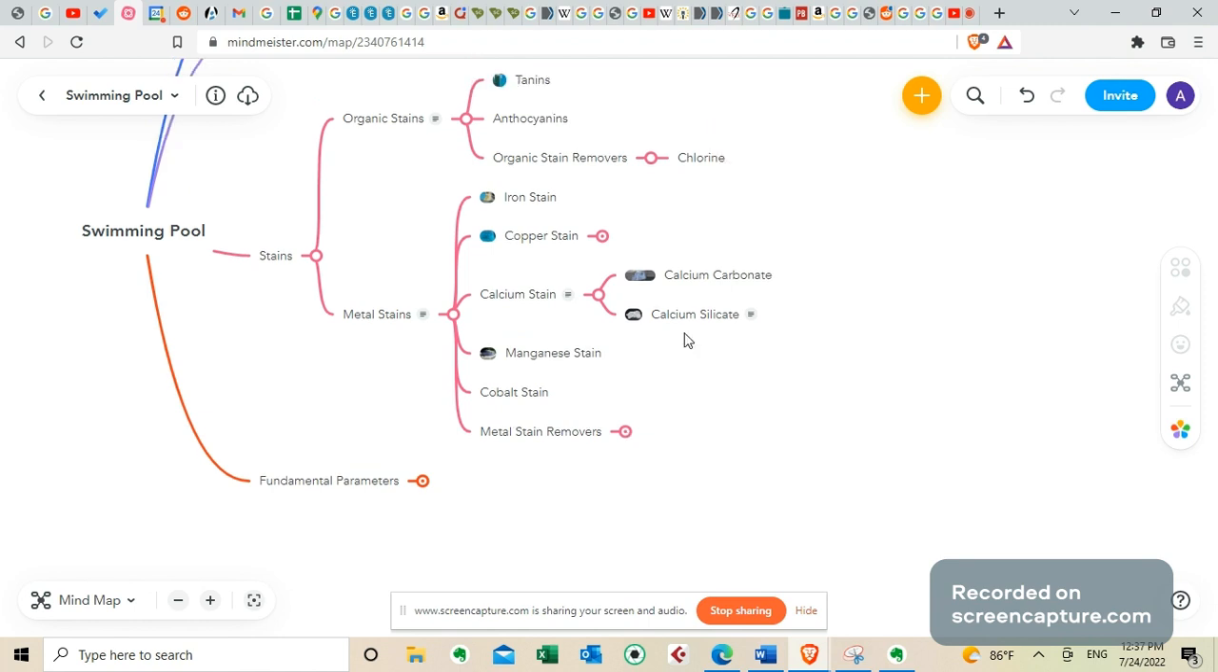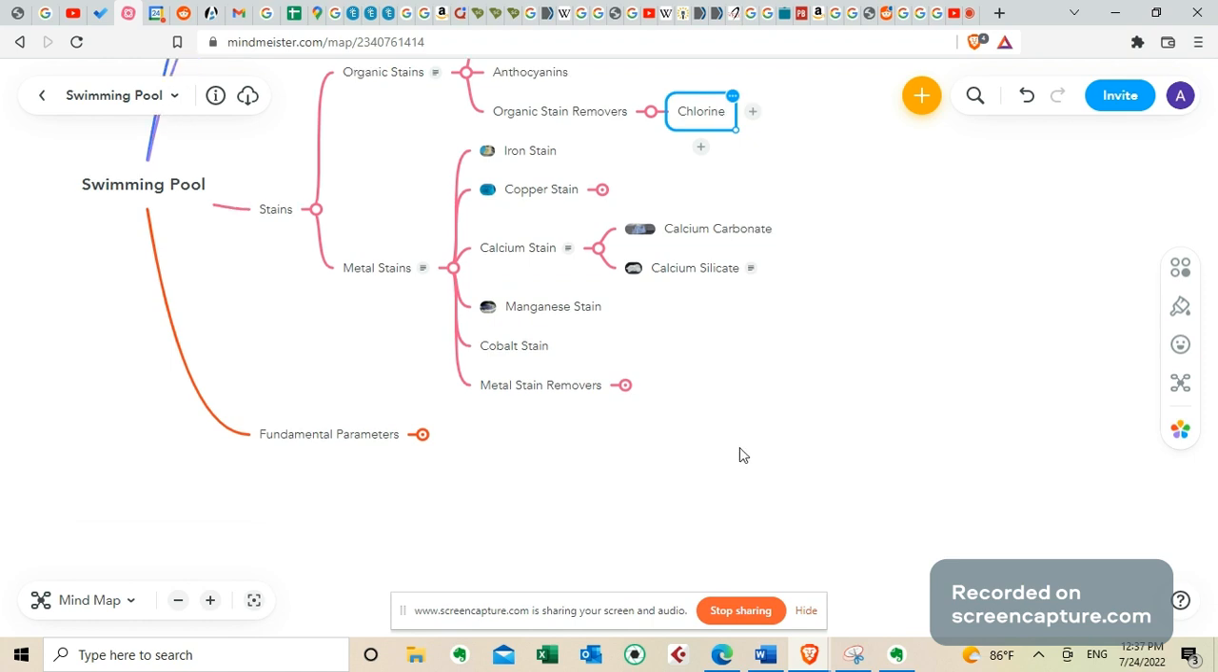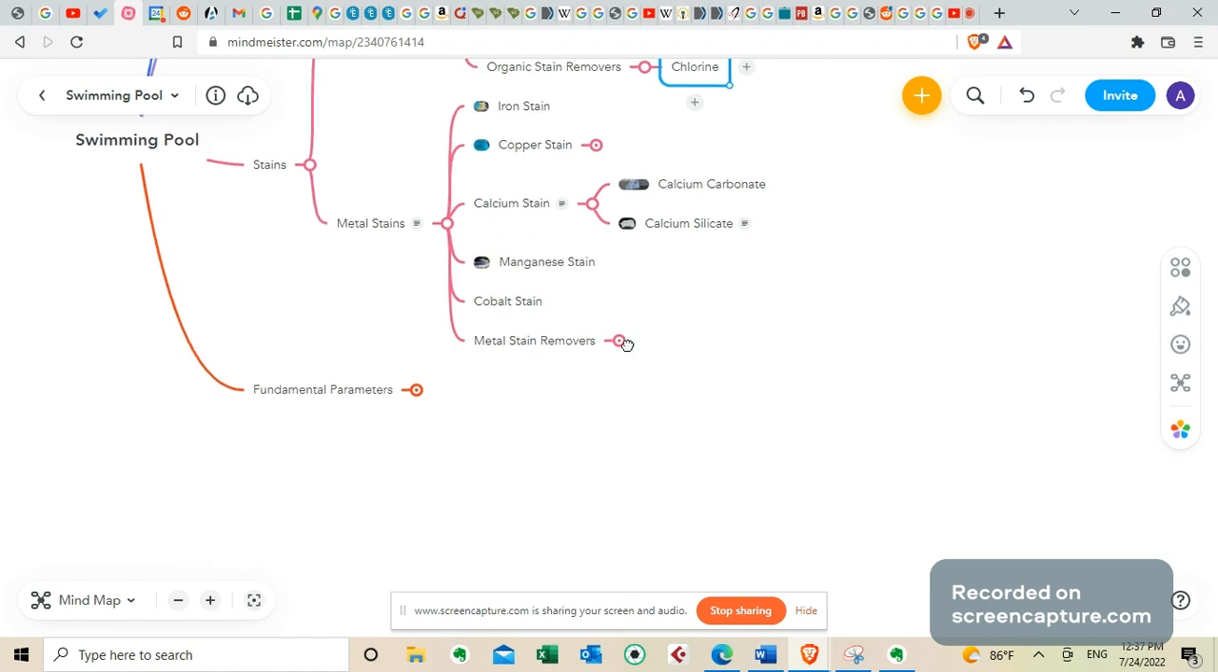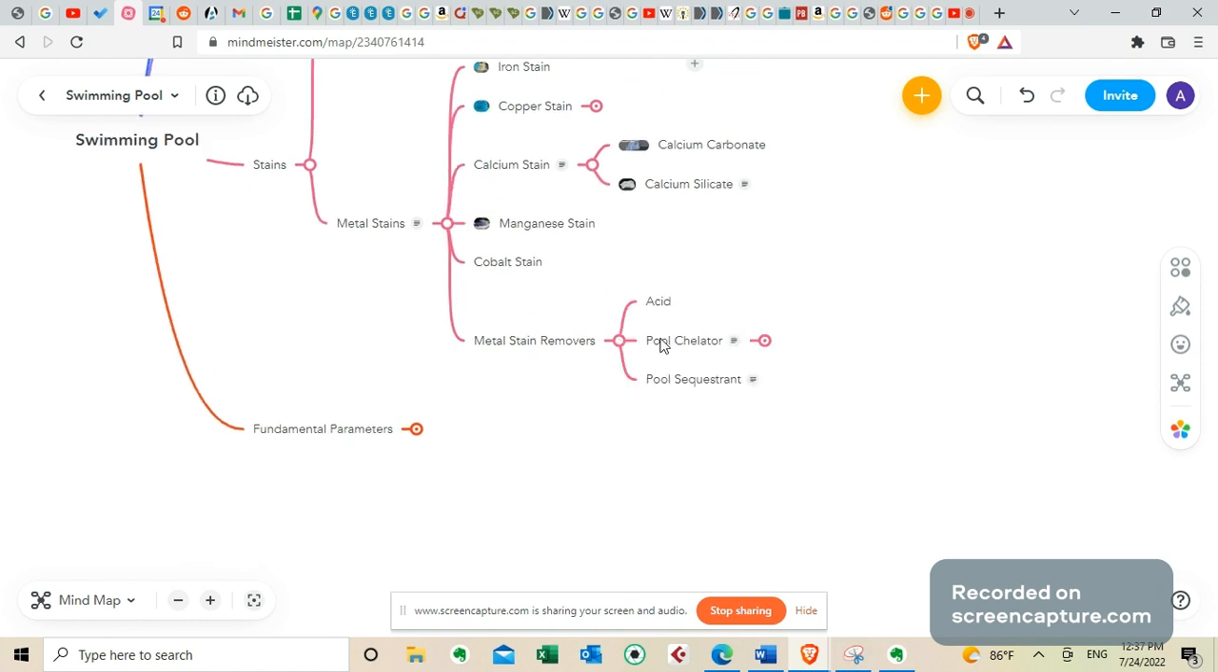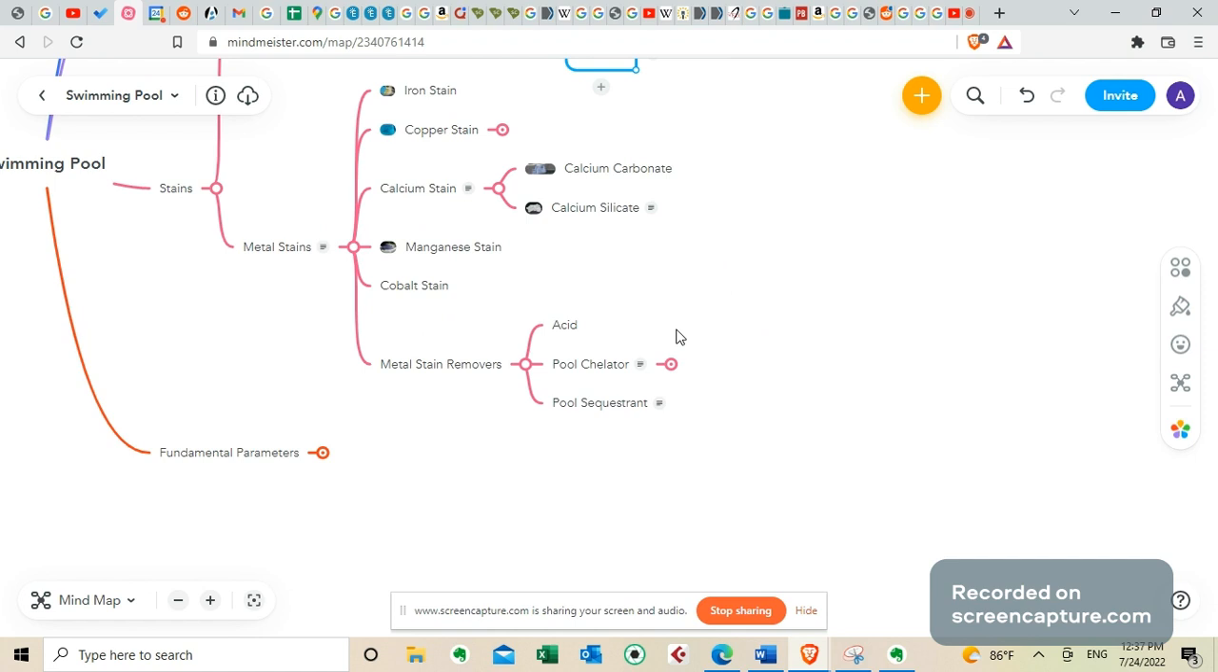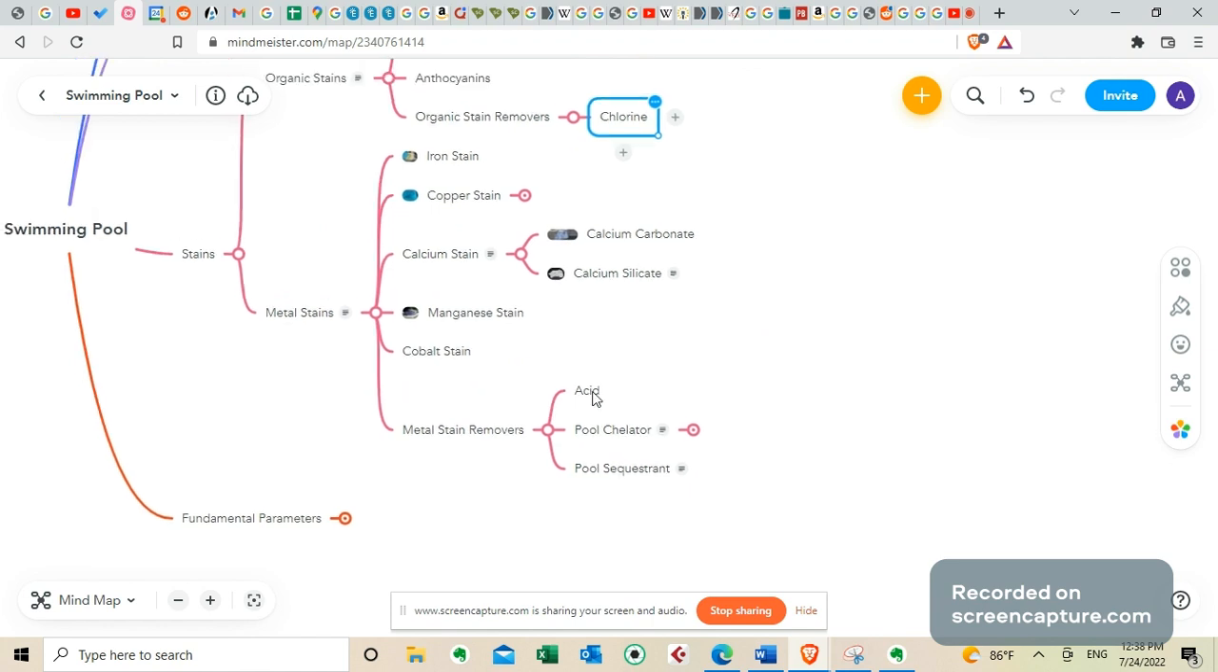We said for organic stains, you have to use chlorine to get them off. And that's also how you test them. Literally how you test these stains is you have to apply the treatment and see if it works. That's literally what you do. So for the metal stain removers, there's three primary ways you can get it out, right? You can get it out with acid, okay? You can use an acid.